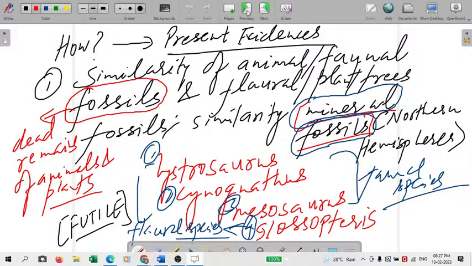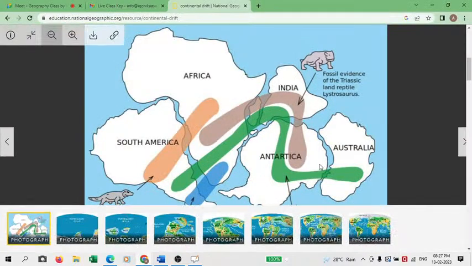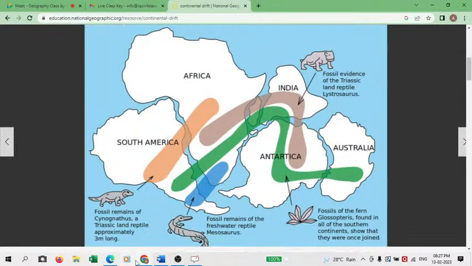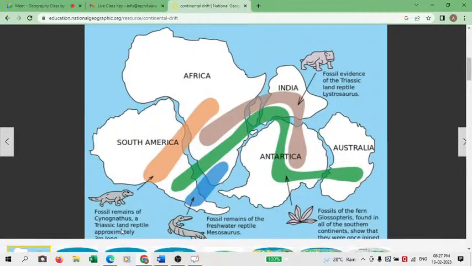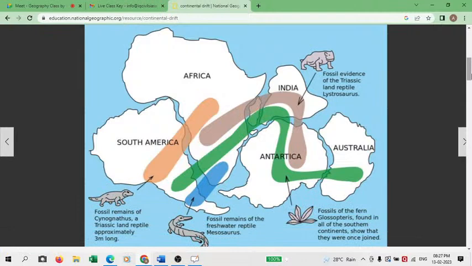Also, how was it possible for Mesosaurus, which was a freshwater reptile found in South America and Africa, to float across the saline water of the oceans and reach the other continent?